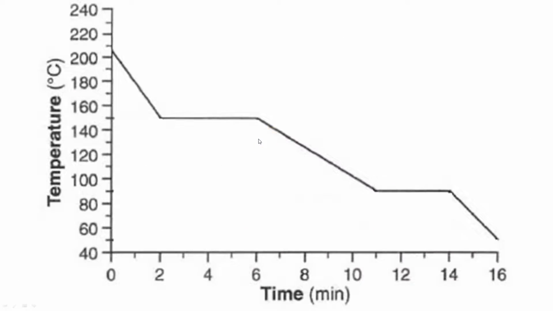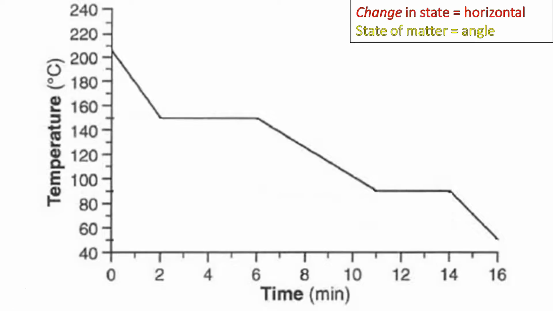On the opposite page of your notes, you have another diagram. This is a cooling curve. I want you guys to fill this in with me. So remember, change in state is horizontal. State of matter is an angle. That's worth writing down in there. So here's going to be my gas. As I cool down more, I'm going to reach my next angle. That, of course, is going to be liquid. And then I'm going to reach my final angle. That is going to be solid. Those are my three states of matter: gas, liquid, and solid. Of course, my changes in state are going to be my horizontal.